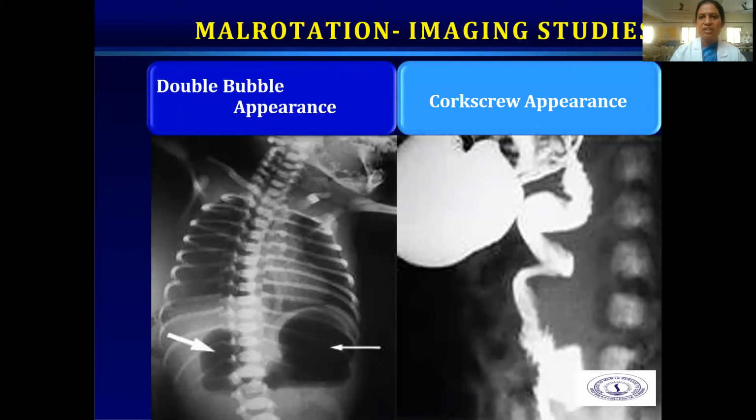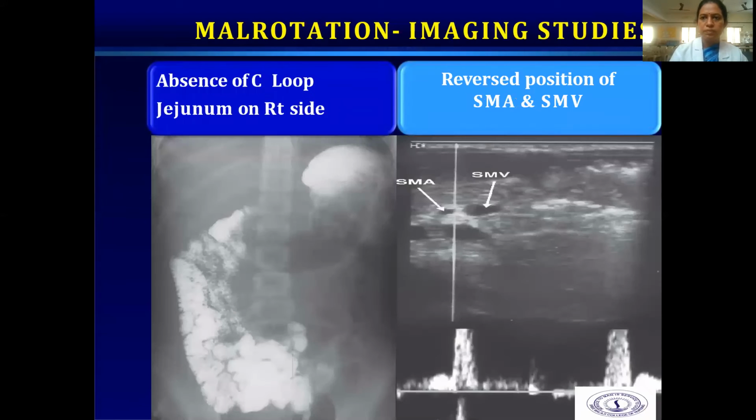Malrotation imaging studies. Here we see two arrow marks showing the double bubble appearance. And on the right side we see the corkscrew appearance. Again, malrotation imaging study showing absence of C loop and jejunum on the right side. There is no C loop, and here we see the SMA and SMV shown by the arrow mark. It is a reverse position of SMA and SMV.